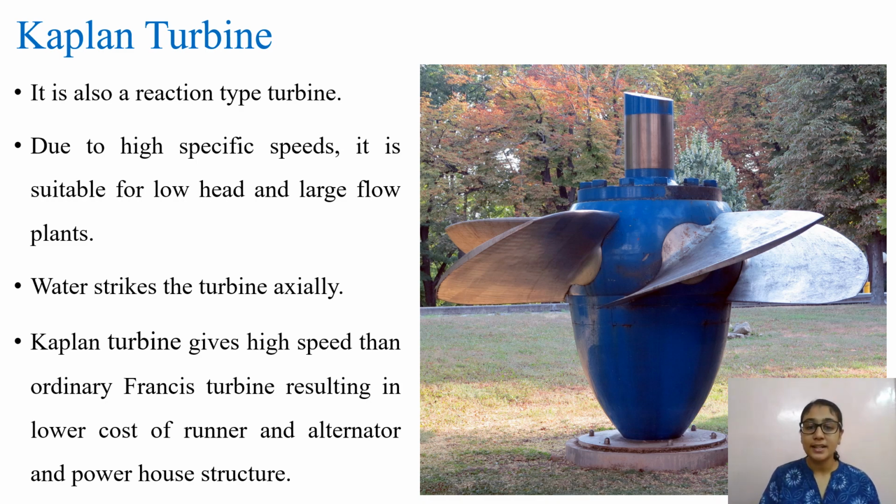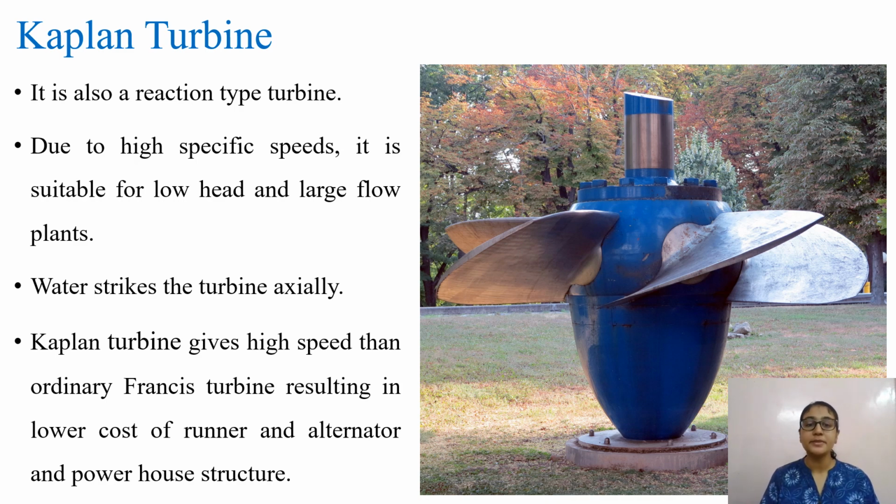Water flows radially inwards through the regulating gates all round the sides, changing direction in the runner to axial flow and causing a reaction force which drives the turbine. Practically, all Kaplan turbines are of single runner vertical shaft type. Kaplan turbine, because of its highest specific speed, is suitable for low head and large flow plants.